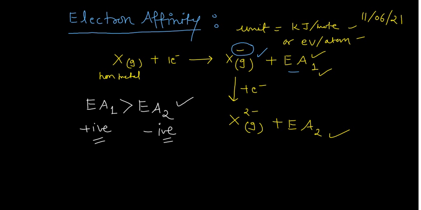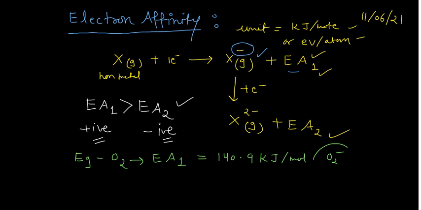I am taking this example: you have the oxygen molecule, and for oxygen your first electron affinity is somewhere around 140.9 kilojoule per mole. This was the case when forming the O2- species by adding one electron to it.